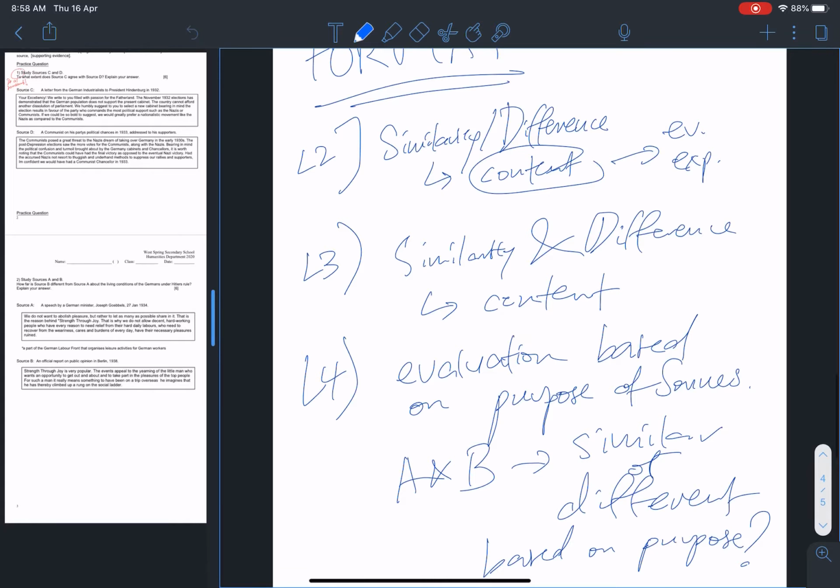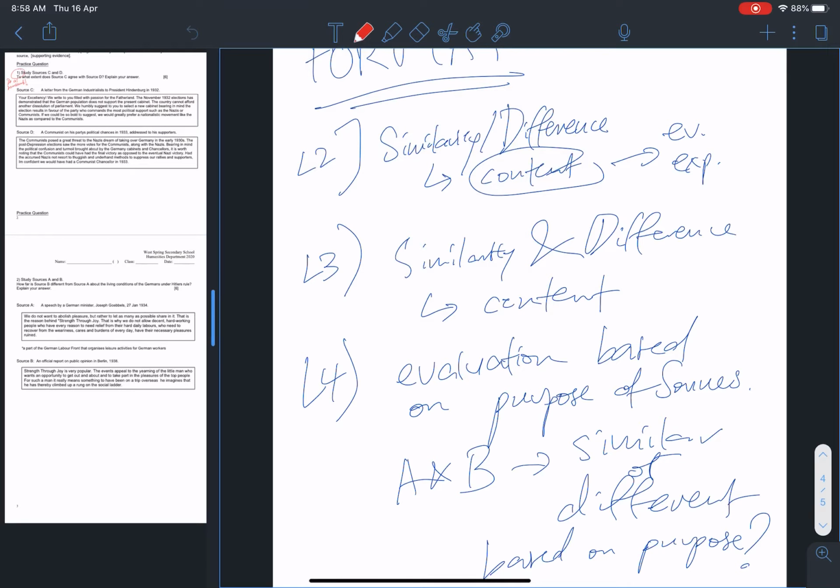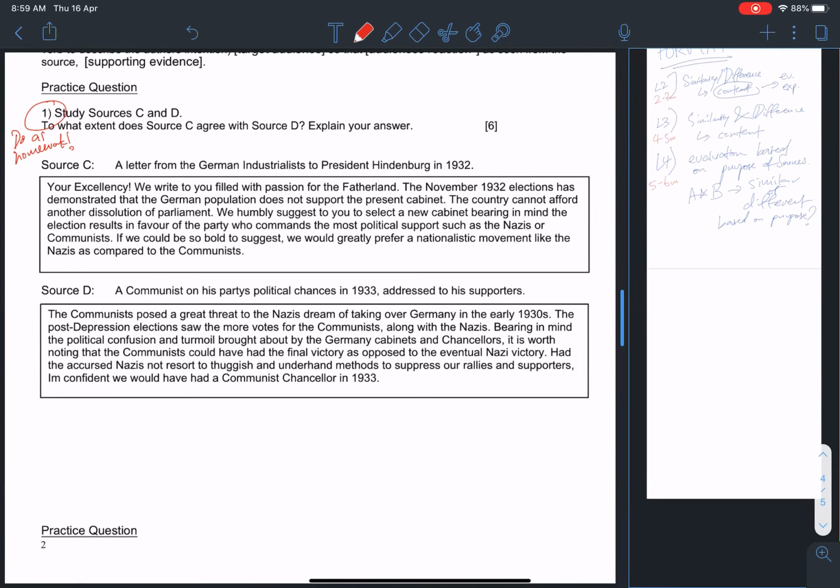This is normally 2 to 3 marks. This is normally 4 to 5 marks, and this is normally 5 to 6 marks, depending on the question at hand. Okay. So let's have a look at this question.